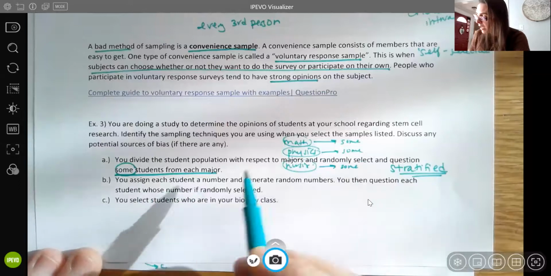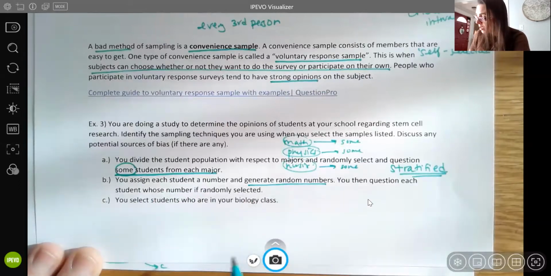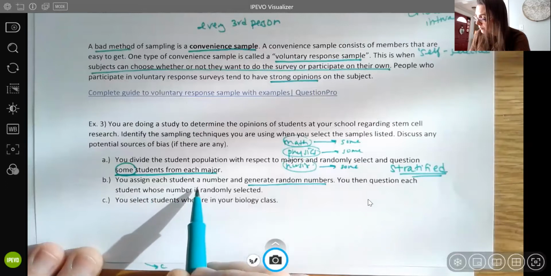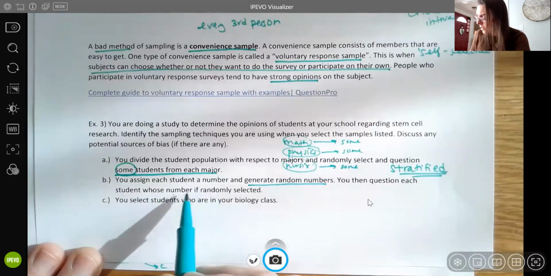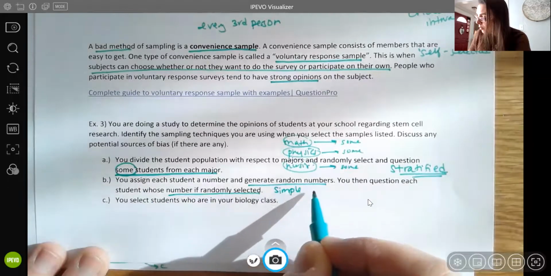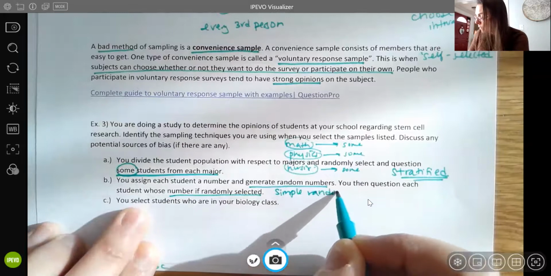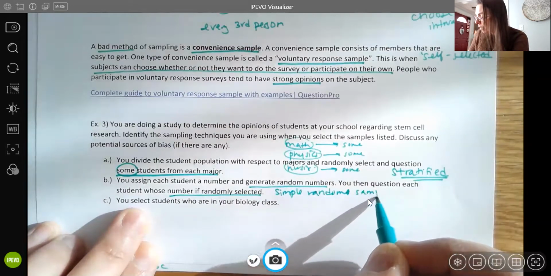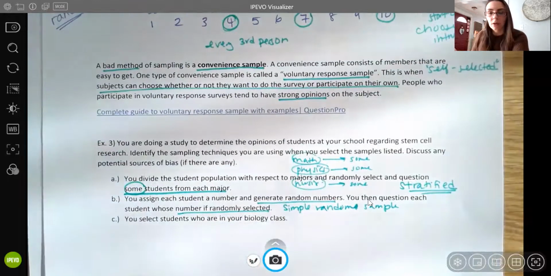You assign each student a number and generate random numbers. You then question each student whose number is randomly selected. So this is actually a simple random sample. So this is the best you can be, right? So everybody just gets a random number. So in the class, let's say I have 30 students, everybody gets a number 1 through 30, randomly assigned, right? And then I randomly pick, let's say, 5 numbers out. So that is a simple random sample. I'm not grouping anybody first, and I'm doing it randomly. So simple random.